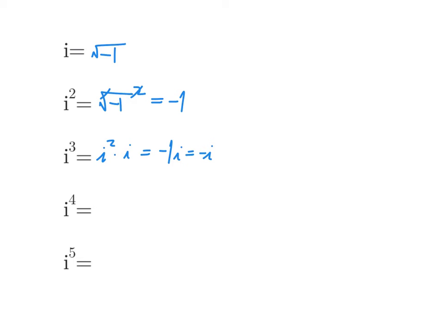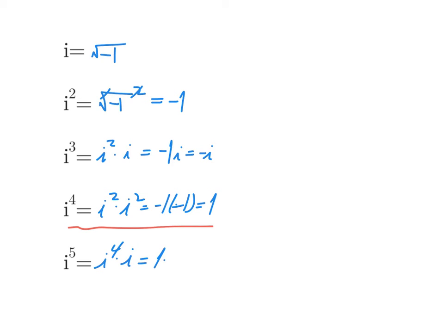And when we get to i to the 4th, that's i squared times i squared, or negative 1 times negative 1, which is back to being positive 1. At this point, once we get past here, and we look at i to the 5th, it's like i to the 4th times i. i to the 4th, of course, is positive 1. So 1 times i is i. And we end up starting to repeat this cycle. So i to the 6th is going to be just like i squared, which is negative 1. i to the 7th is going to be just like i cubed, which is negative i. And i to the 8th is going to be just like 1.